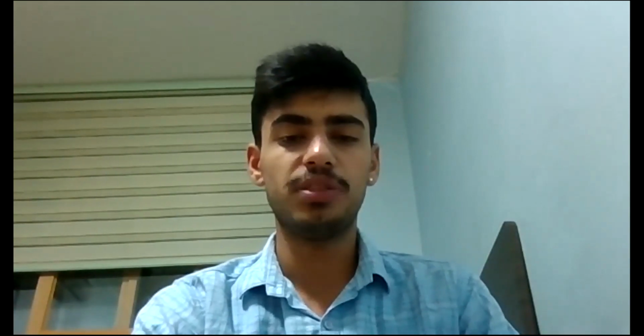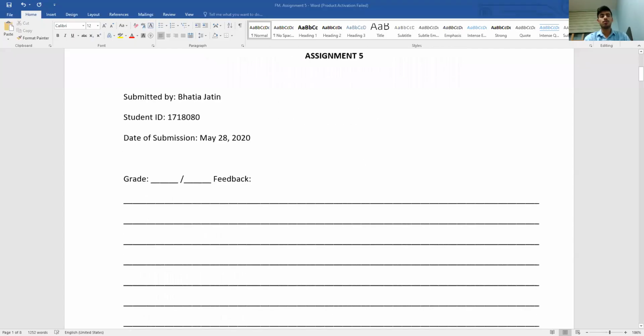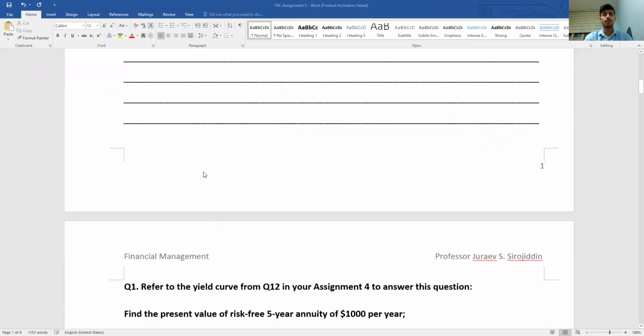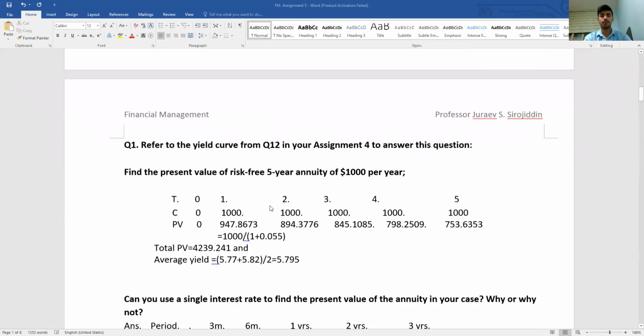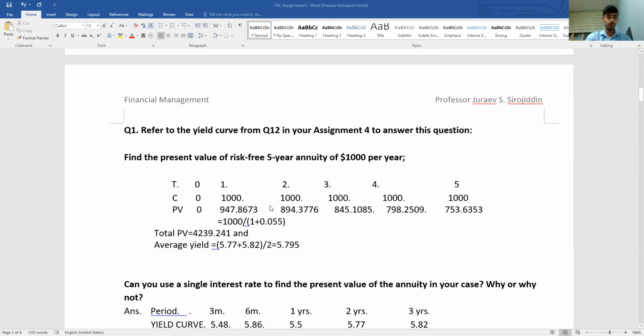Question number 1. Let me share the screen. Question number 1 refers to the yield curve from question number 12 in your assignment 4 to answer this question. Find the present value of the risk-free 5-year annuity of 1000 per year.